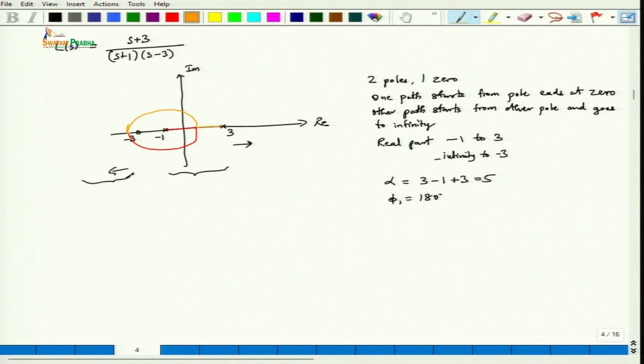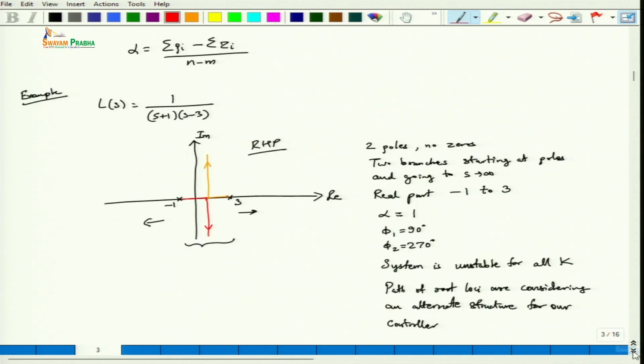One part of the loci, so we are assuming that this one goes here and the other one will go to infinity. So, basically, what we have done between these two examples is, here the entire part of the root loci was in the RHP, so the result is an unstable system for all values of k.